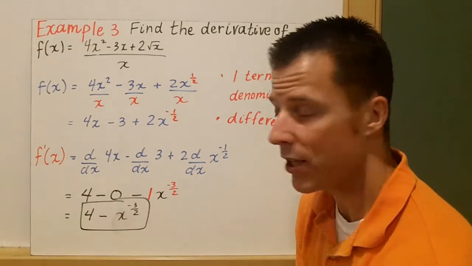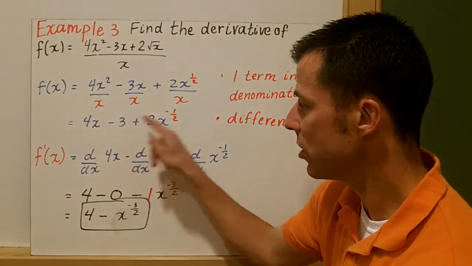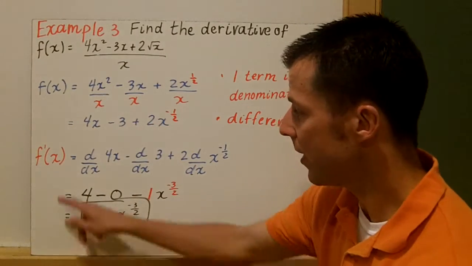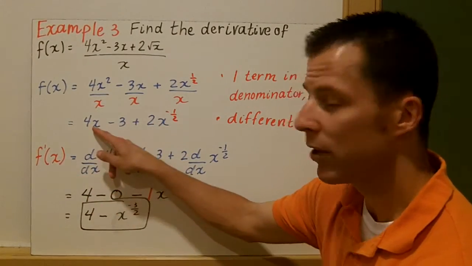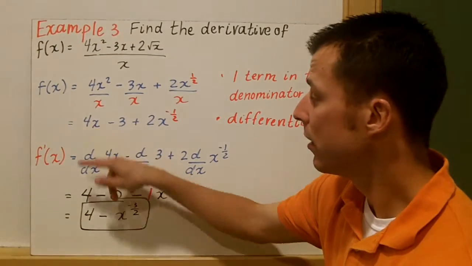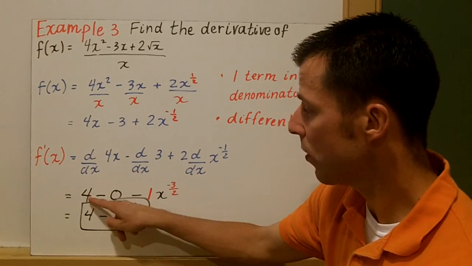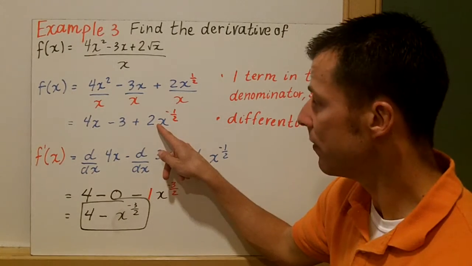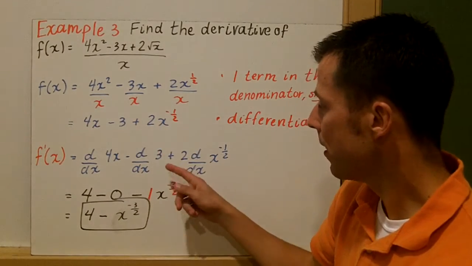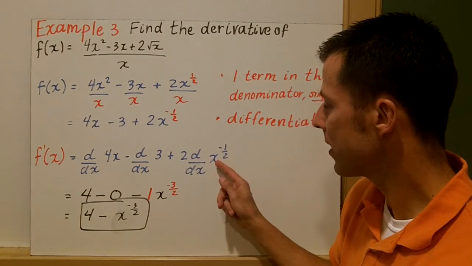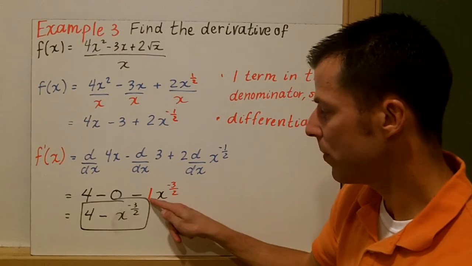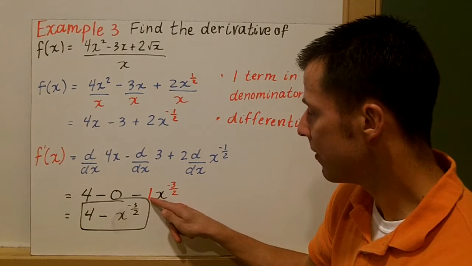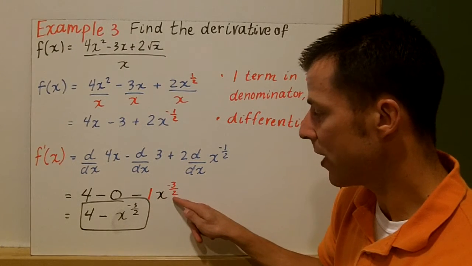So now I differentiate that. I have to differentiate each of these pieces. So I'm going to do that. So the derivative, if I look at the derivative of 4x, okay, the derivative of 4x is 4. The derivative of a constant is 0. And the derivative of 2x to the negative 1/2 is simply 2 times the derivative of x to the negative 1/2, which becomes negative 1/2 x to the negative 3/2.